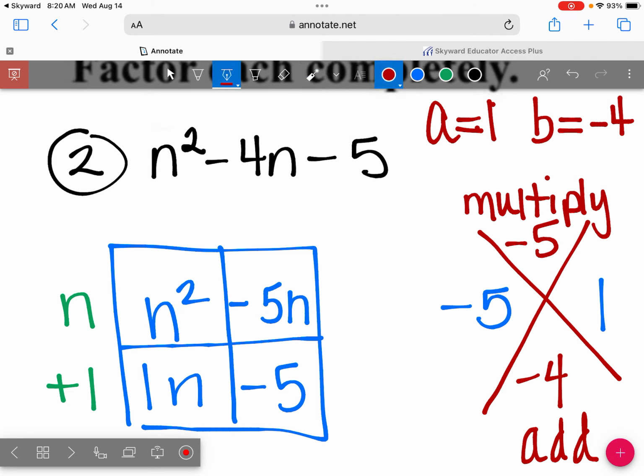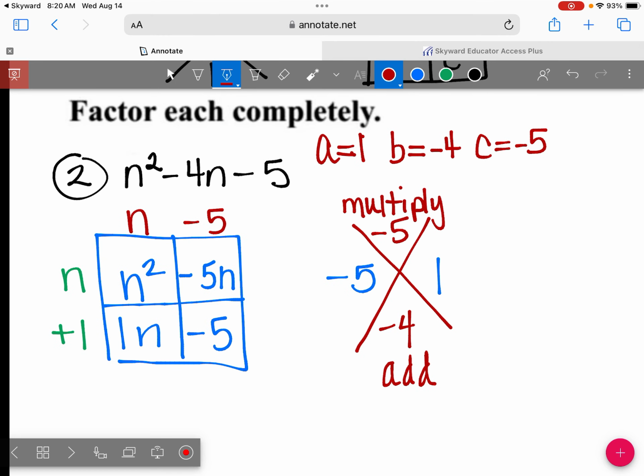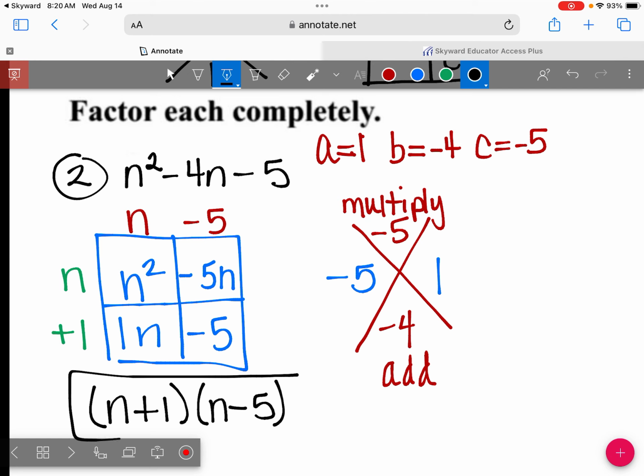Now let's look at these two squares. The only thing that those two squares have in common is an N. And notice how both of these squares have a -5. So the factors, or the answers to question number 2, is n + 1 times n - 5. That is the answer. Any questions about how we work through number 2?